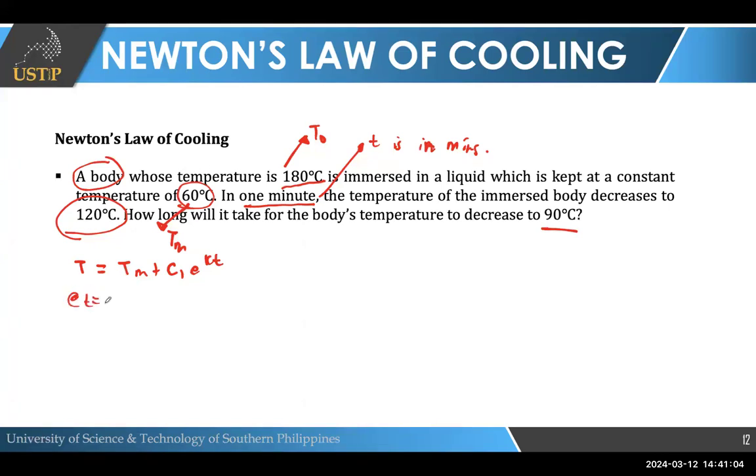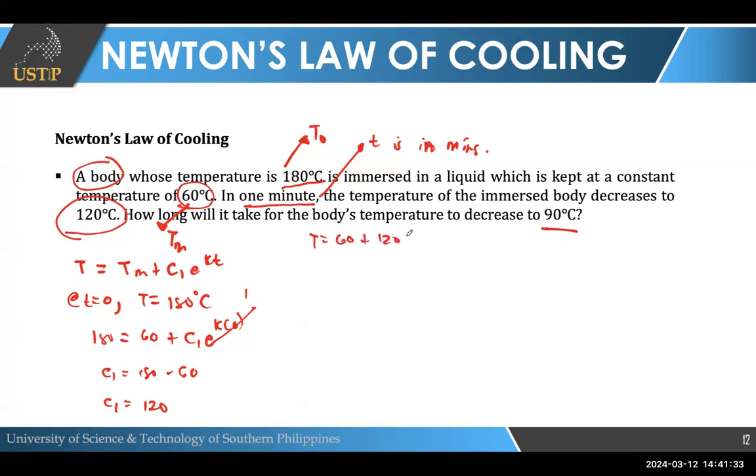Okay? So let us solve it here. At t equal to 0, what is our initial temperature? Time has not yet run. We were given 180 degrees Celsius. Okay? So we have 180 is equal to the temperature of the medium, 60, plus C1 e to the k times 0. So this will become 1. Okay? So C1 is just 180 minus 60, that will be 120. So we have T is equal to 60 plus 120 e to the kt. The only unknown here, class, is k. So that will have a particular solution.